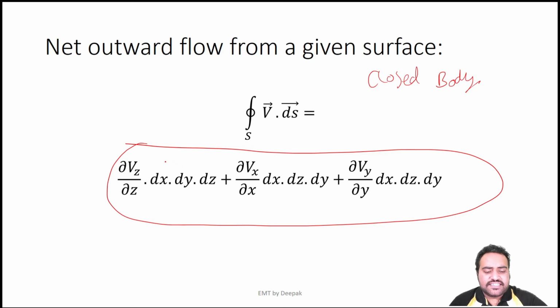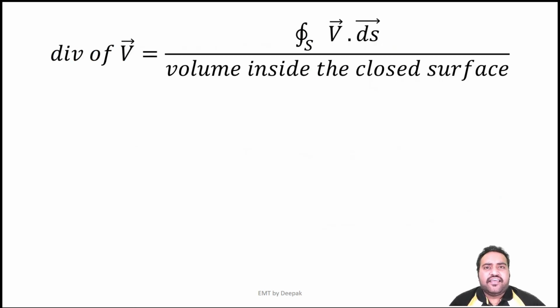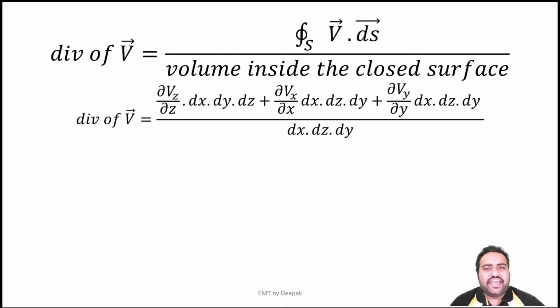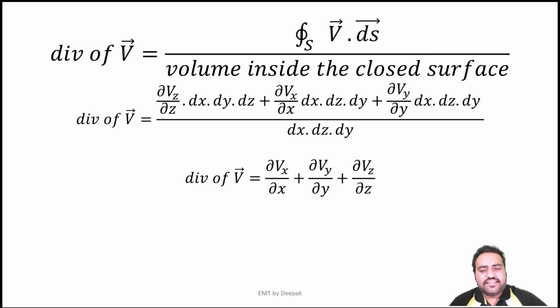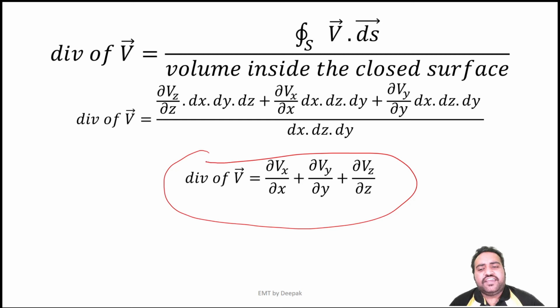Now, what is divergence? Divergence is the net outward flow per unit volume. So I should be dividing that by the volume of the body. The volume of the body is dx dy dz. So when I divide that, the answer I will get is this, the expression for divergence of a vector field in the Cartesian coordinate system.